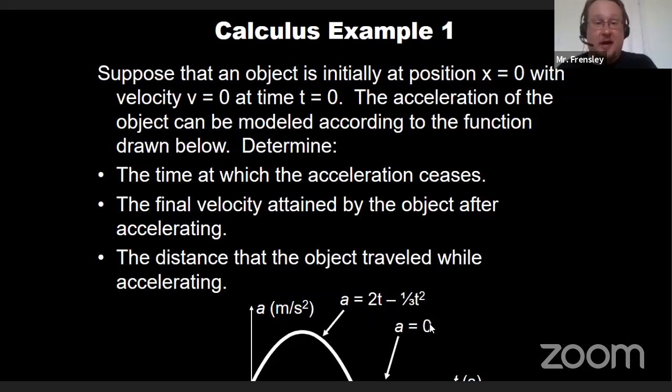So I want you to tell me the time at which the acceleration turns off, then the final velocity attained by the object after it's accelerated, then the distance that the object has gone. So that's going to be a little algebra, an integral, and then another integral, all right? So here's 4 minutes to do it. On your mark, get set, go.